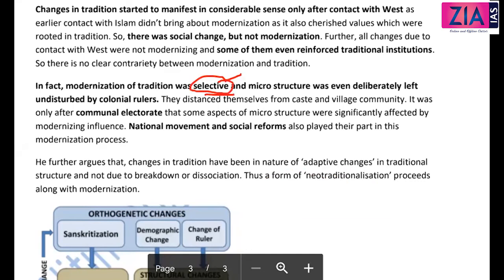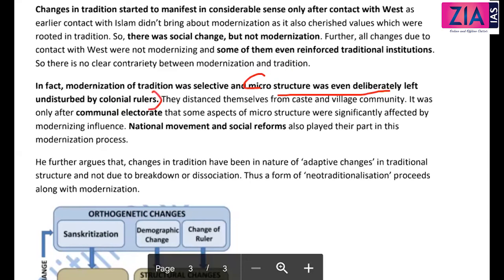So you write this word here itself, selective modernization in inverted commas. And yeah, it is there. Microstructure was even deliberately left undisturbed by them. What we have discussed is here already. This microstructure was not touched.